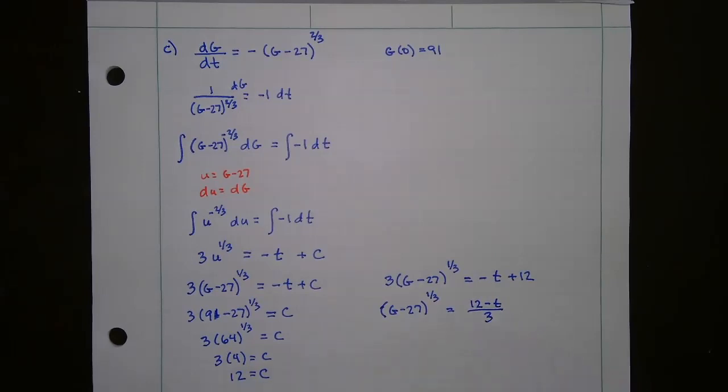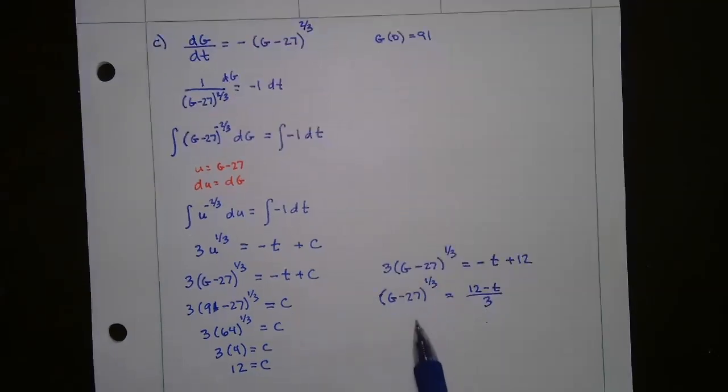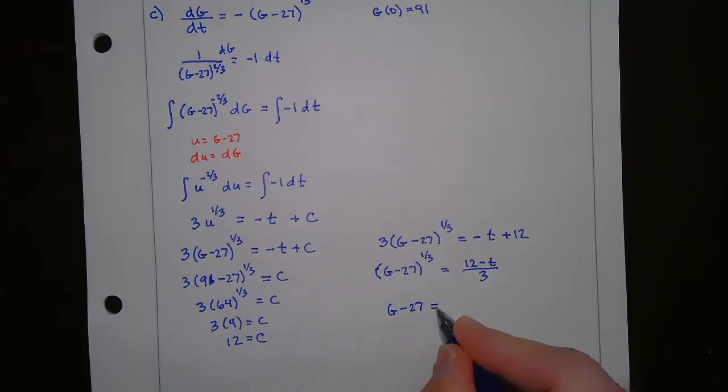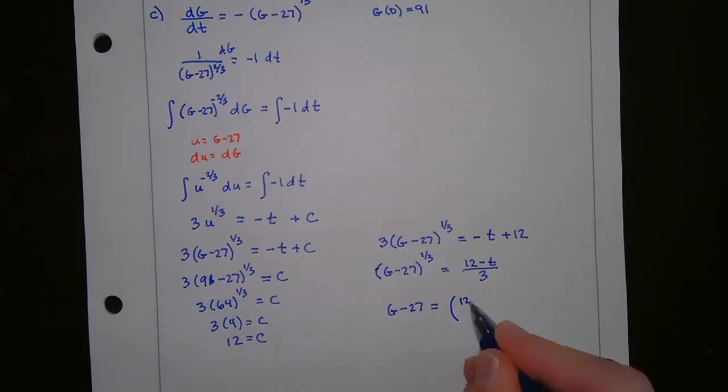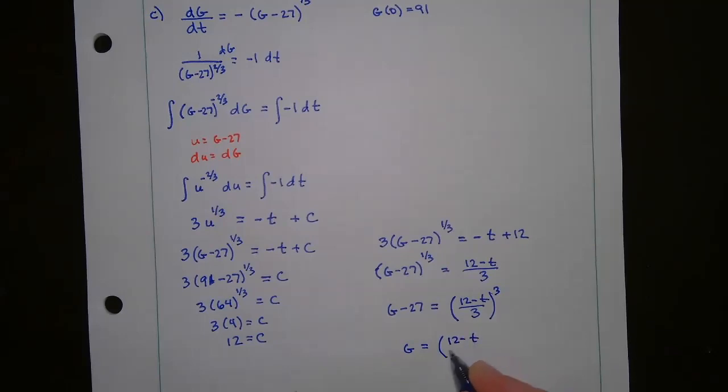And then we're going to want to cube both sides because I want to get rid of the 1/3 power. So I'm going to raise both sides to the 3rd power. That would give me g minus 27 is equal to 12 minus t over 3 to the 3rd power, and then adding 27, g is equal to 12 minus t over 3 cubed plus 27. And there's only one function for this. That's it.